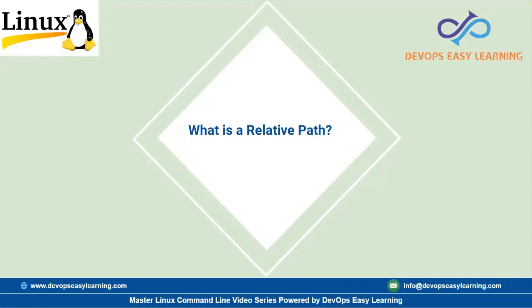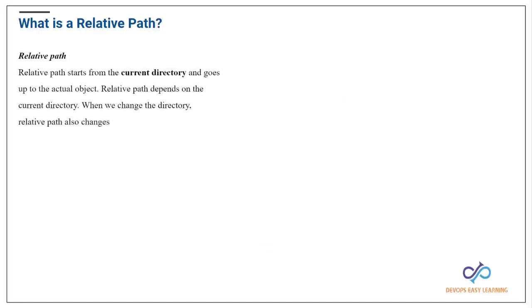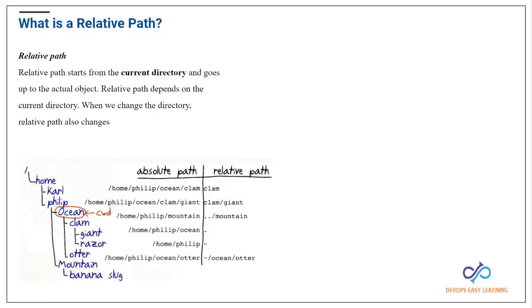Today we'll be going through what a relative path is in Linux. In Linux we have something called a relative path and also an absolute path, but today it is just the relative path, not the absolute path. A relative path basically starts from the current working directory and goes up to the actual object. What does that mean? A relative path starts from the current working directory. That means it starts from where you are, and it moves to the actual object that you want.